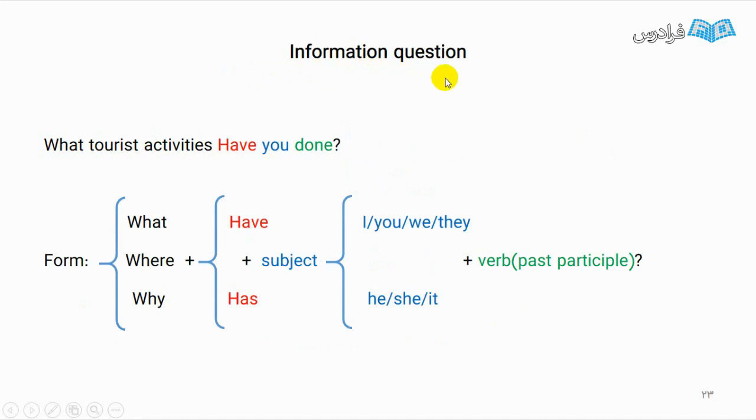What about information questions? What tourist activities have you done? We start with WH words like what, where, why, and then we have have or has. After that, we have the subject and finally the past participle. But look at this one. As I told you in A1 grammar, we can use what to ask about different things. What color, what size, and here I add tourist activities to what.